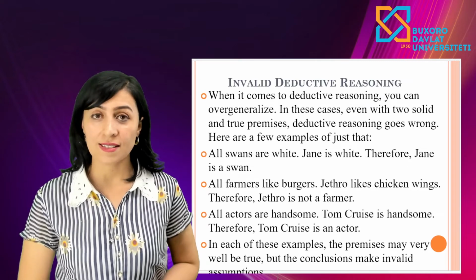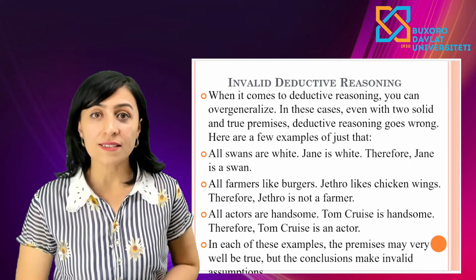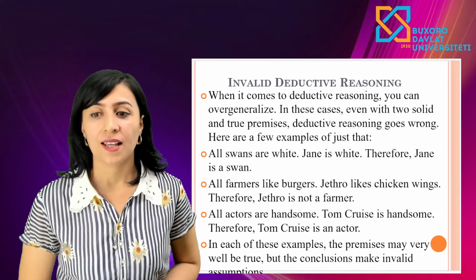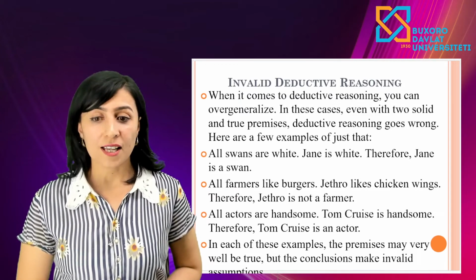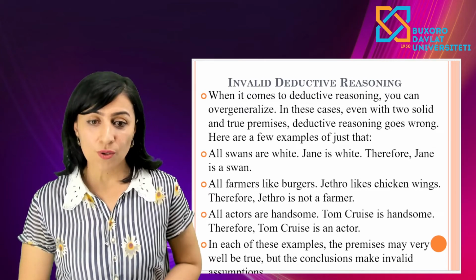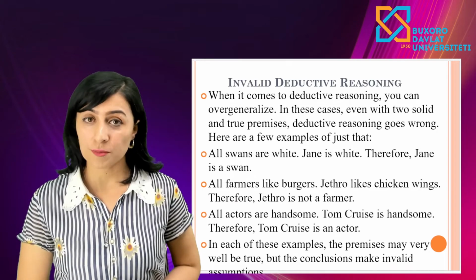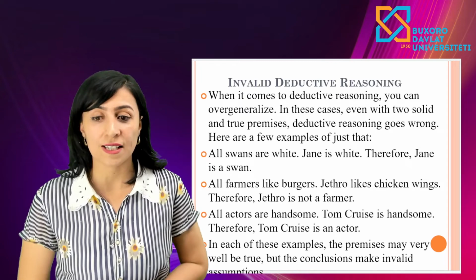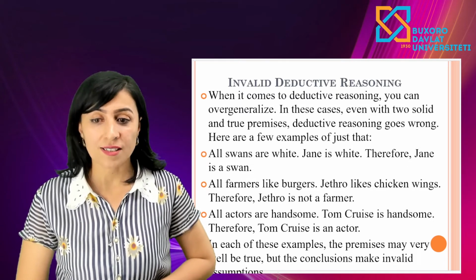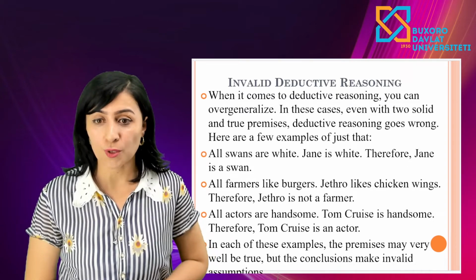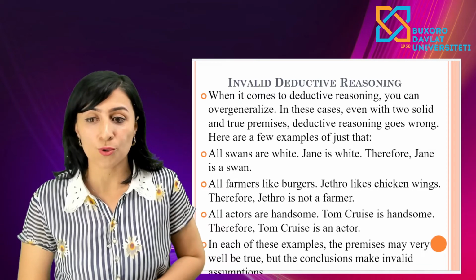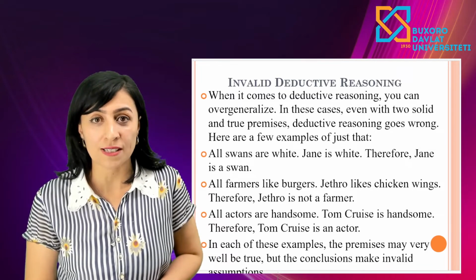Dear students, this is an invalid deductive example. All farmers like burgers. Jethro likes chicken wings. Therefore, Jethro is not a farmer. We cannot come to the conclusion that if Jethro doesn't like burgers, he cannot be a farmer. Or if Jane is white, she cannot be a Sven because she is a person.